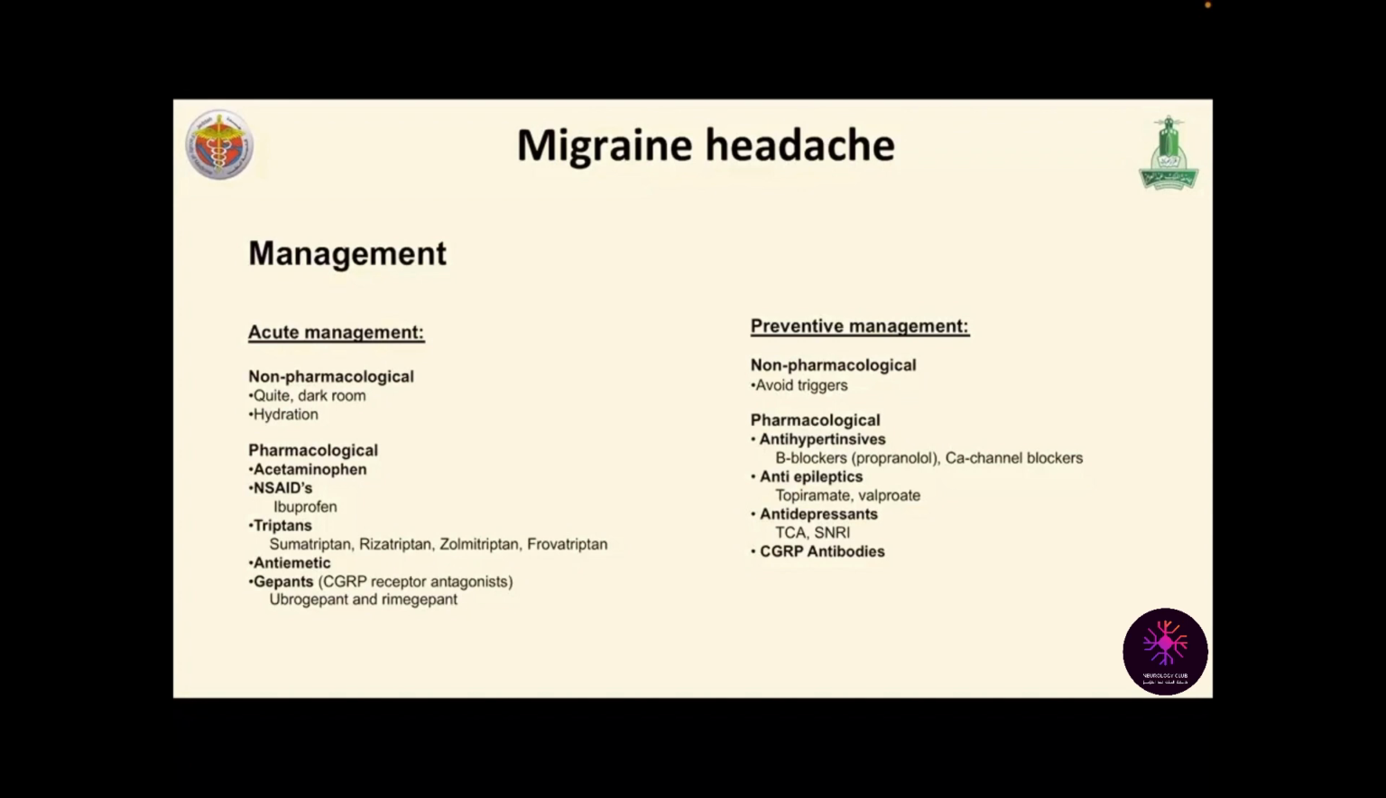Also, we have the antiepileptics. These are generally teratogenic, so you'd want to avoid them in women of childbearing age. But we have topiramate. It's the preferred option in patients who are overweight, as it can lead to weight loss, but it can also cause some cognitive fogginess. Also, we cannot give it to patients with nephrolithiasis or glaucoma.